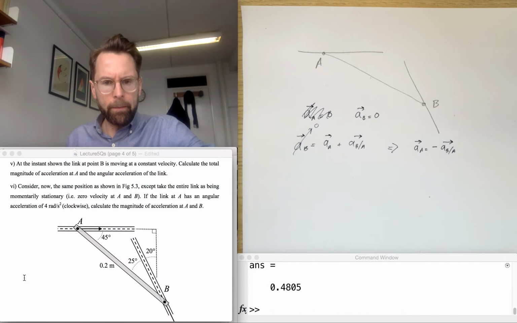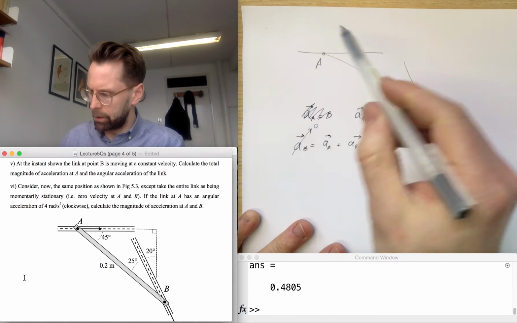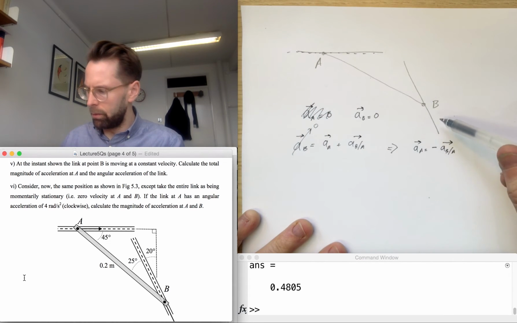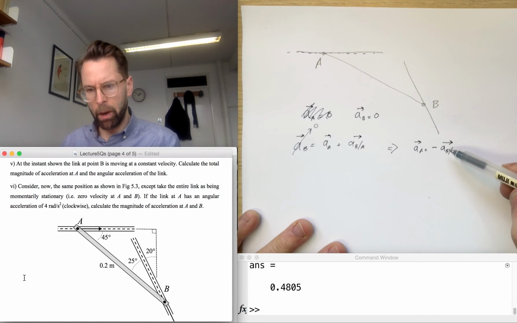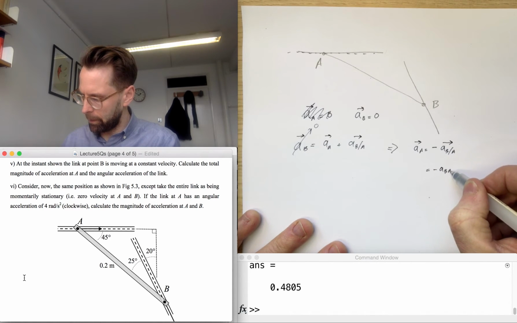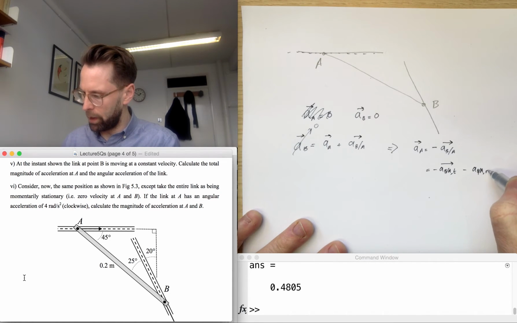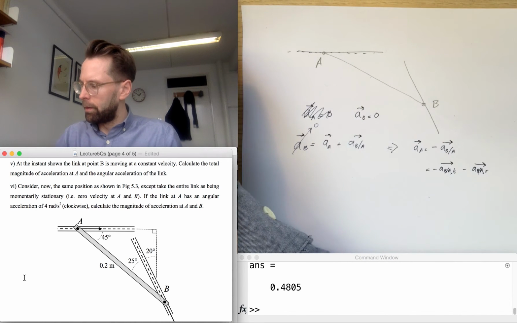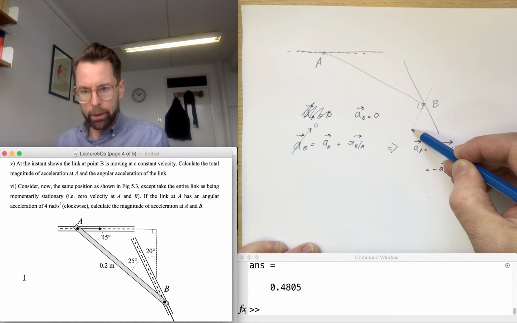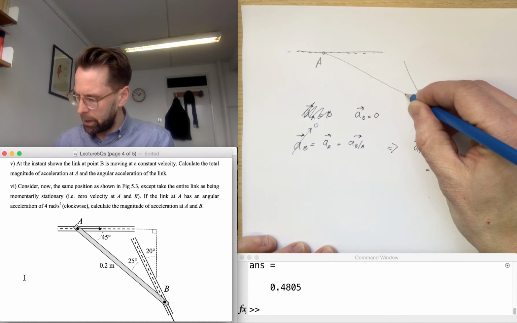Okay, so we know the direction of the acceleration of A. It's going to be along here, and we also know the directions of the two components of the acceleration of B relative to A. So let's expand this out. This has got a tangential component, but you've also got a radial component, and your tangential component is in this direction, and your radial component is in this direction.